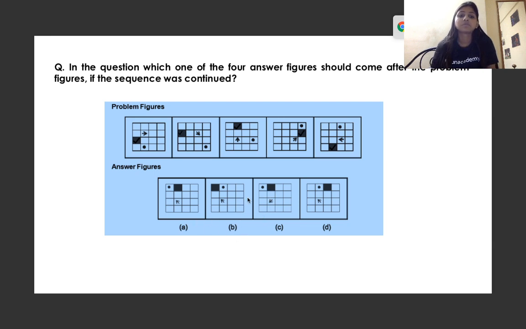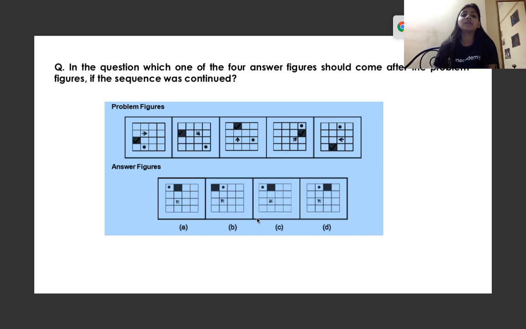Okay. Now what to do? See this arrow. It's moving first one house, then two, then one, two, three. So here, then one, two, three, four. So back here, now it will be five. So one, two, three, four, five. So the arrow should be in this box. If you see in all the four options, it's in this box only.